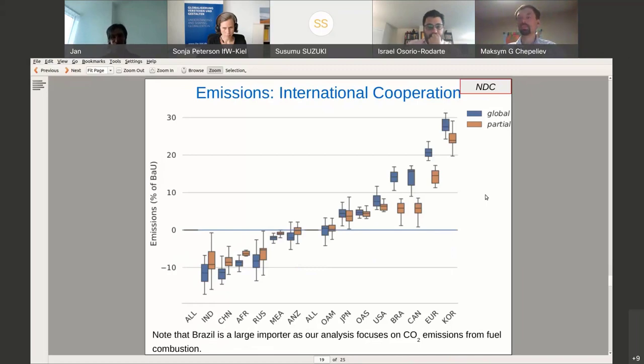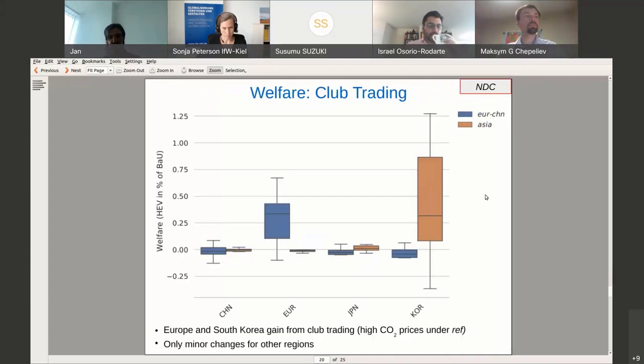So here we see positive and negative positions in international emissions trading in these scenarios, which I will not go into in detail now. Our club scenarios again show that they are actually beneficial for Europe or for Korea in the clubs that they are participating in, for the reason that I've just said.